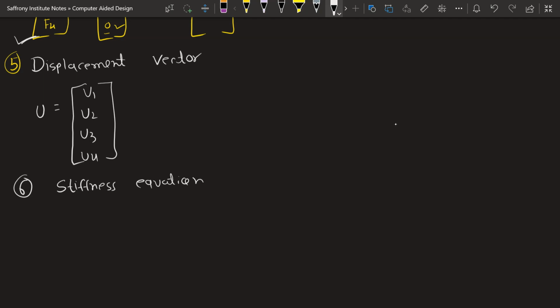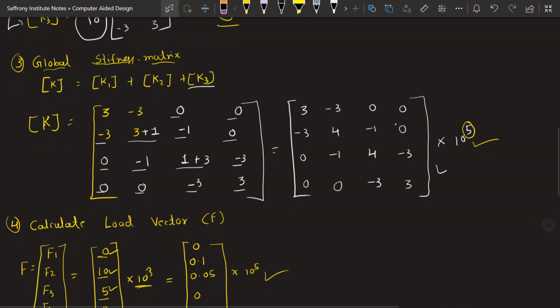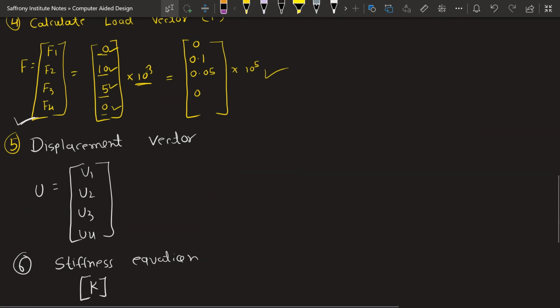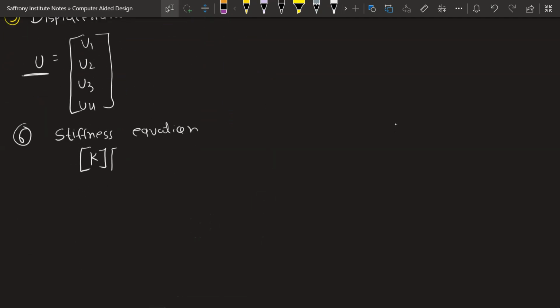So what is it? The total global matrix, what we found, which we have seen here as K. This global matrix K, multiplied by this U, is equal to the global force. Okay, so this is the global equation: K multiplied by U is equal to F.